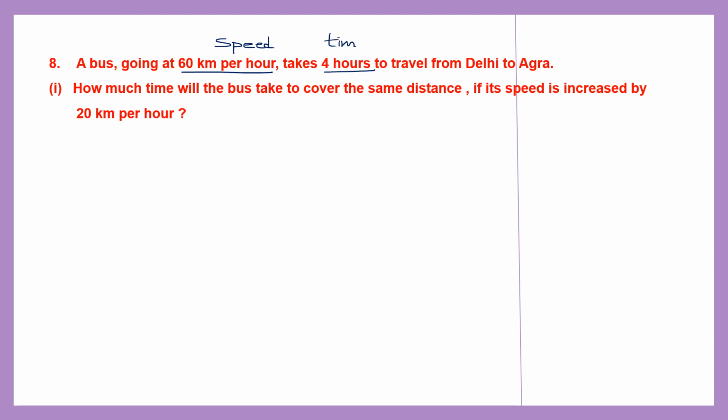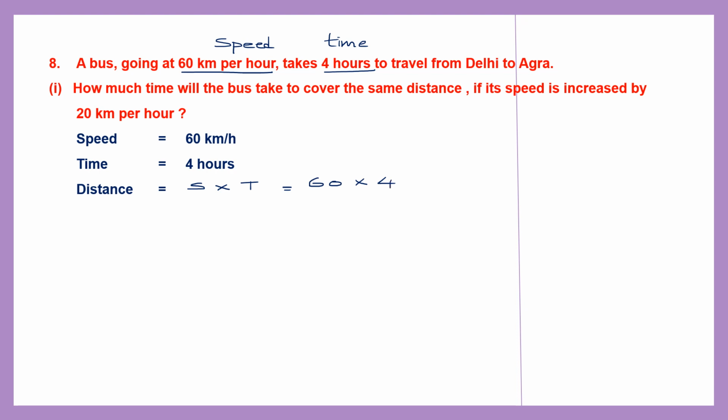So what is missing here? Speed is given, time is given, distance is missing. So that's the first thing we have to find for the first part of the question. So let's begin by writing what is given to us. Speed is given to us, time is given to us. Now we have to find the distance. Distance is speed into time. So this will be 60 kilometers per hour into 4 hours.